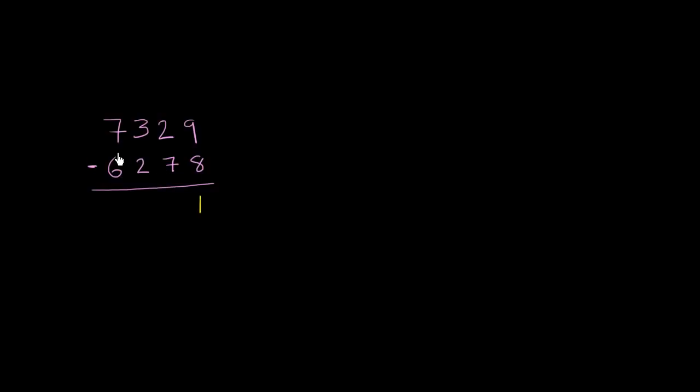So 7,329, we can rewrite as being equal to 7,000 plus 300. So this 3 in the hundreds place is representing 300. The 7 in the thousands place is 7,000. The 2 in the tens place, that's 2 tens, or 20. And then the 9 in the ones place is just going to be 9. So this is another way of representing 7,329.